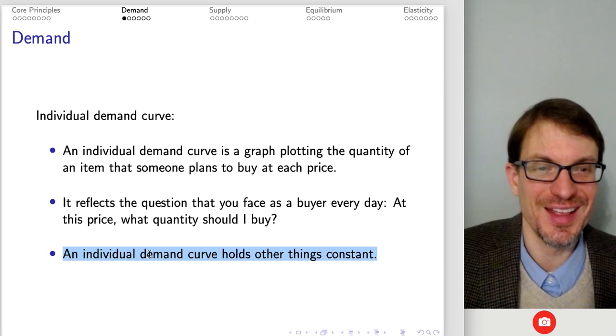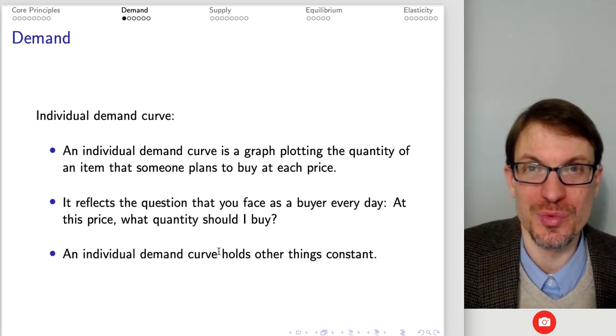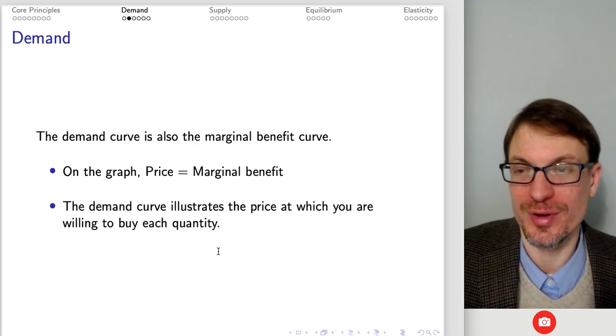Now, if some of these other things that we're holding constant are no longer held constant, all of a sudden we're on a different individual demand curve, right?